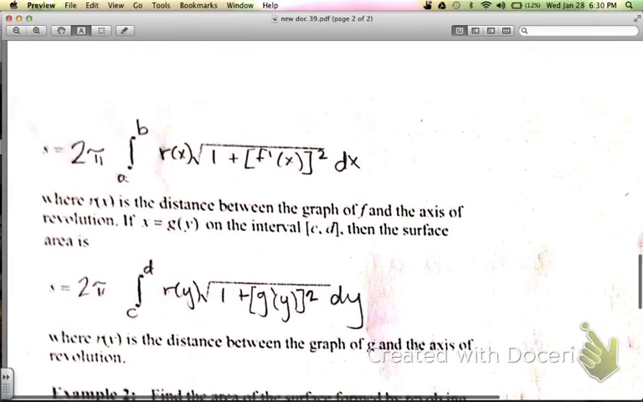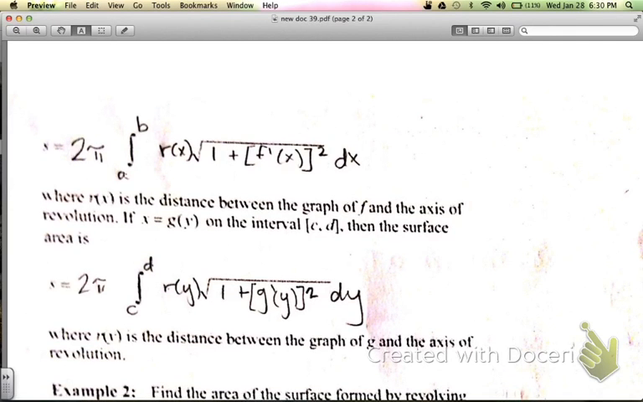So the first equation looks like this. It's 2 pi times the integral from a to b of r of x times the square root of 1 plus the first derivative of f of x squared dx. And r of x is the distance between the graph of f and the axis of revolution.